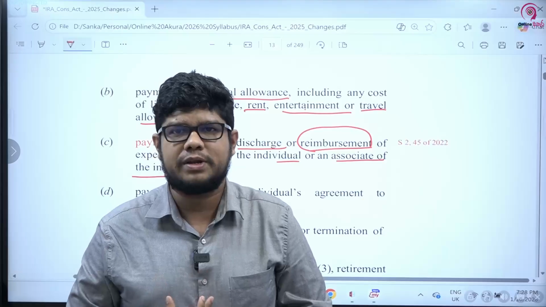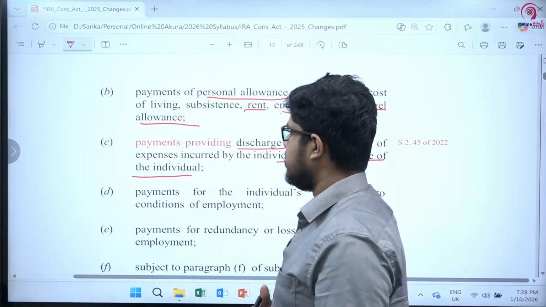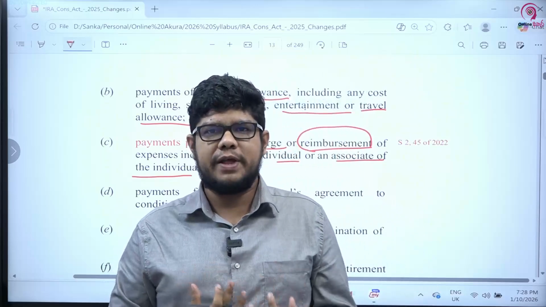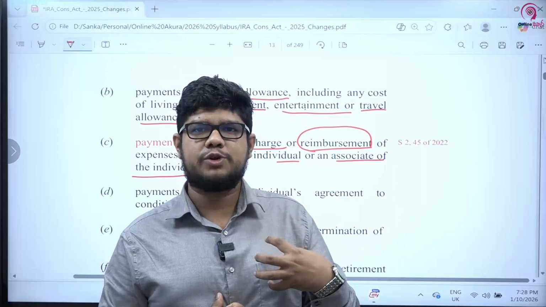Who gets the benefit? That benefit test is important. Who gets the benefit? The employee is getting the benefit. At the end of the day, I am getting a benefit from the company to do my MBA. I reimburse it, so it's an employment income. And discharge, let's say it's the same thing.